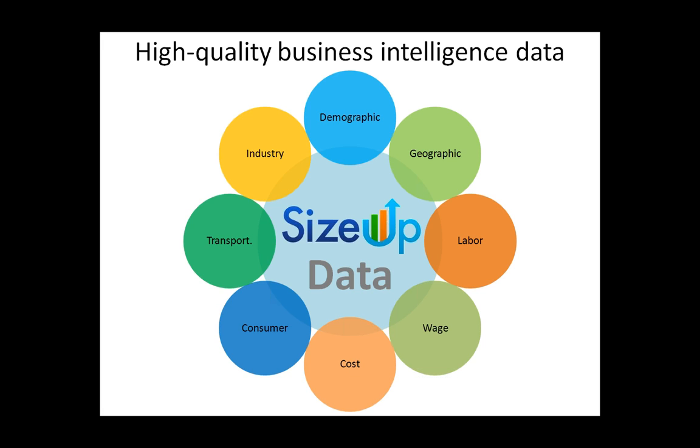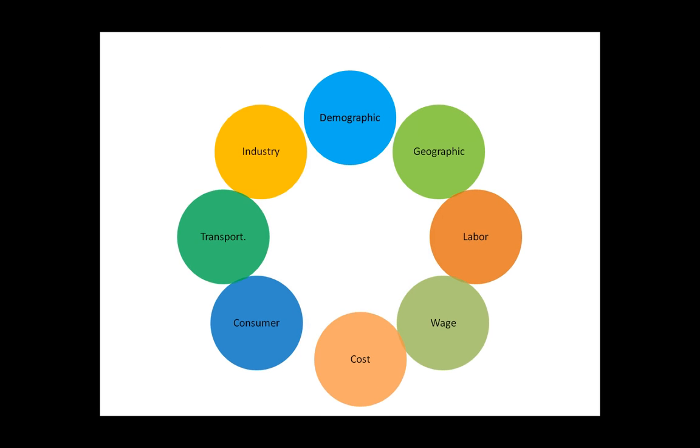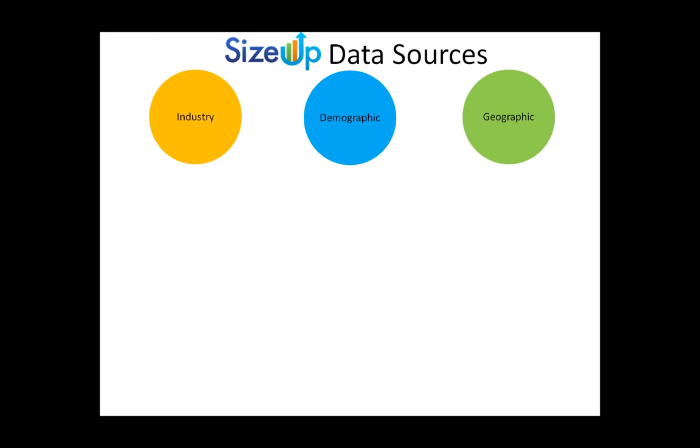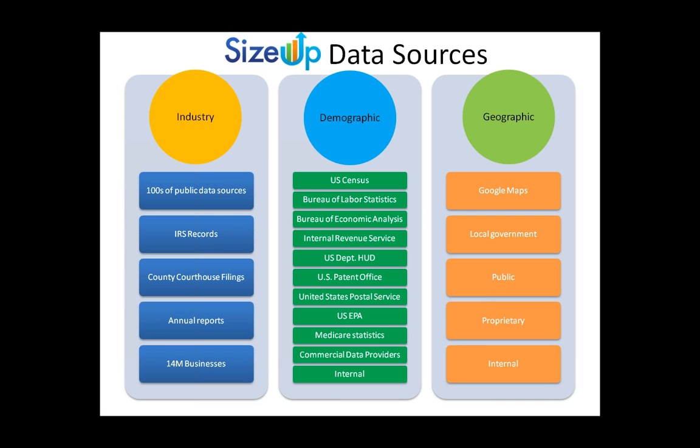So yeah, the SizeUp data comes from hundreds of public and private data sources, and I can give you a quick sense of where it's coming from. We have the industry information. You can see it comes from things like IRS records, county courthouse filings, annual reports, and this is for over 14 million businesses. But there's also a lot of demographic information that comes from things like the census, Bureau of Labor Statistics, Patent Office, many different sources of this. So it's things that are crunched all together to build the data sources we have and combine it all into the mix you see.